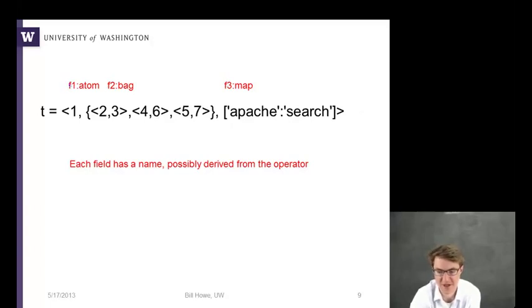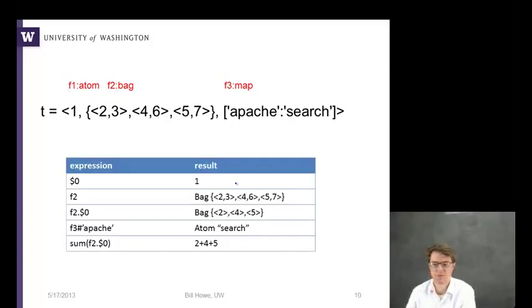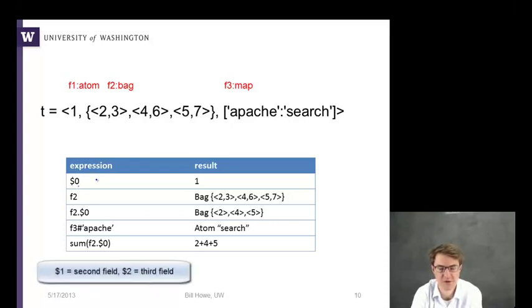So let's name these fields F1, F2, and F3, and we'll point out in a couple of slides where those names can come from. There are a few different places they can come from, and I'll point out one of those sources soon. But right now, just assume that we have them. Okay, so let's consider these expressions over this type. So we can write $0, and what that means is give me the first field in the tuple. In this case, it's just the number 1.